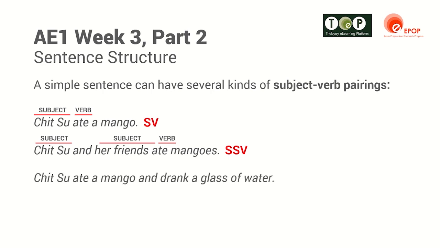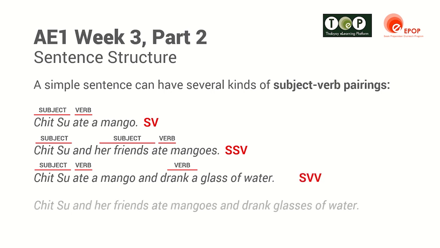So how about this example? Chitsu ate a mango and drank a glass of water. What about the subject? So again, the subject is Chitsu. We have the verb ate, but we also have a second verb, drank. So this is a subject, verb, verb formula. And finally, Chitsu and her friends ate mangoes and drank glasses of water. Okay, so in this case, we have the subject Chitsu, and we have a second subject, her friends. We have the verb ate, and we have a second verb, drank. So this is a subject, subject, verb, verb sentence formula.